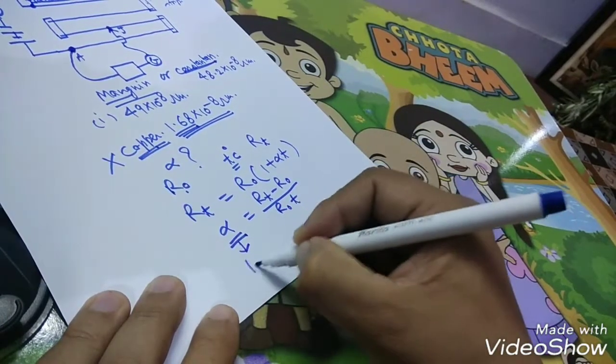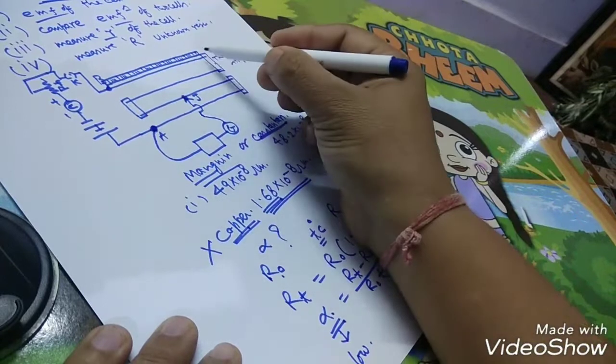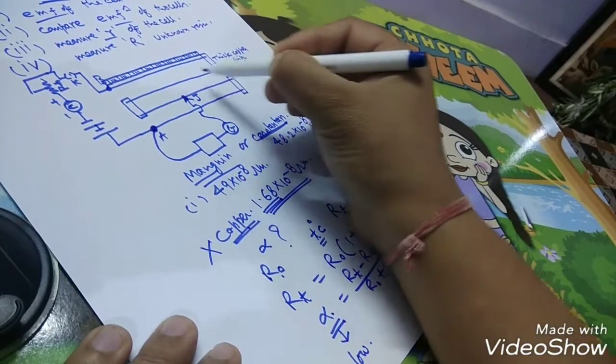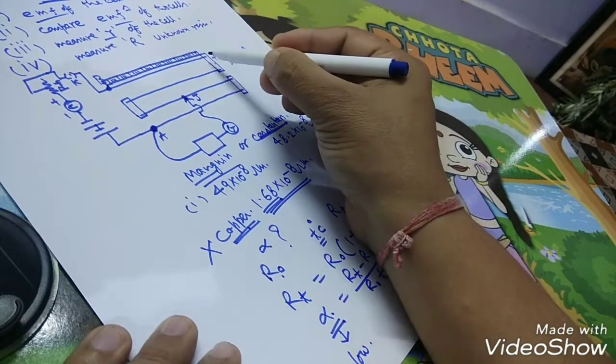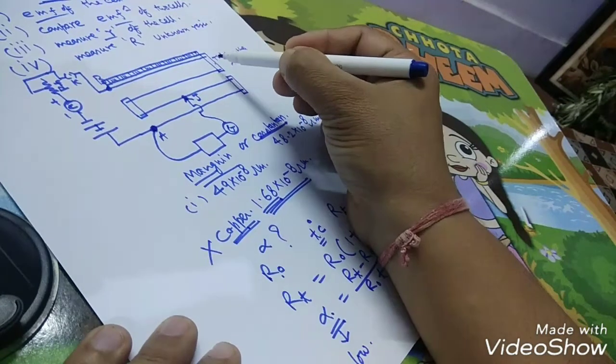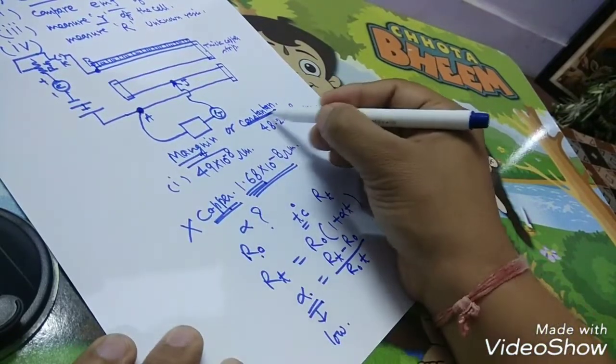For alloys it is low, for metals and good conductors it is very high. So what do we want? We want constant resistance, meaning the resistance should not vary with variation in temperature. That type of material is taken, and that type of material is either manganin or constantan.